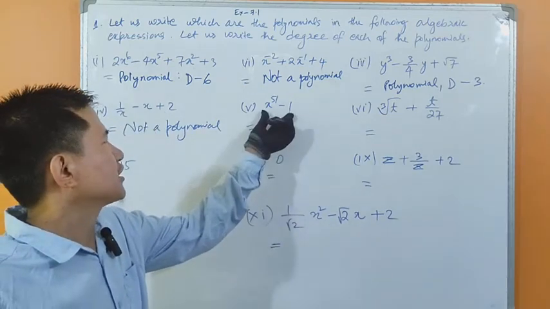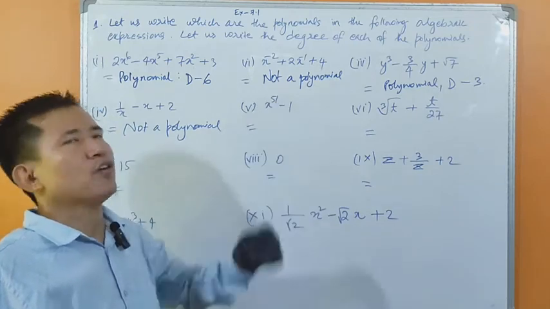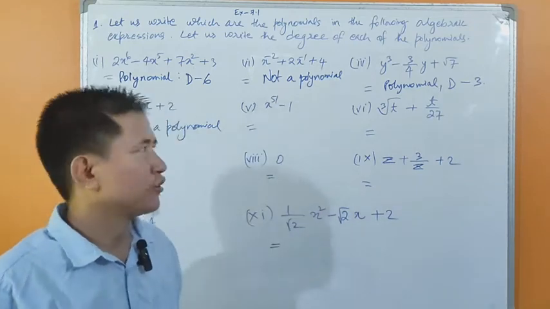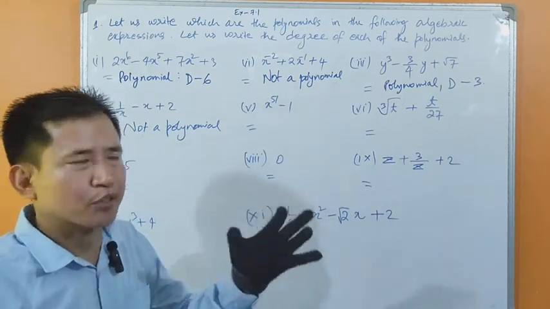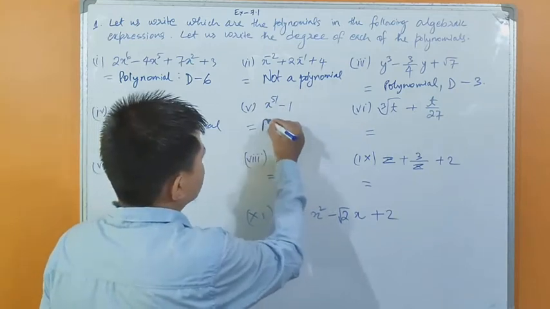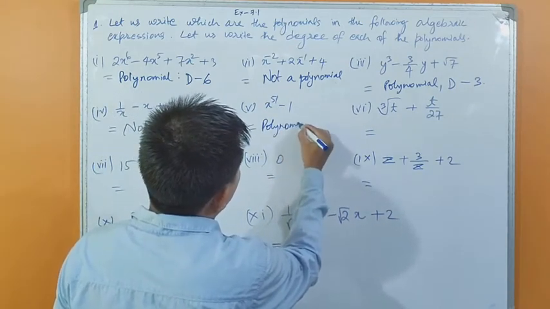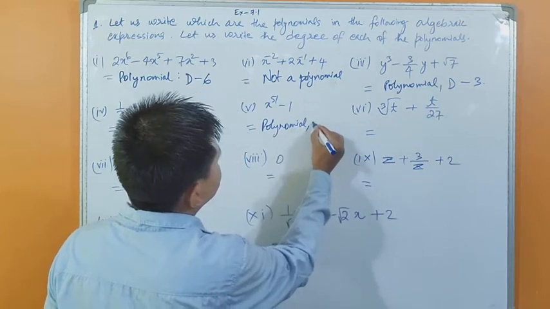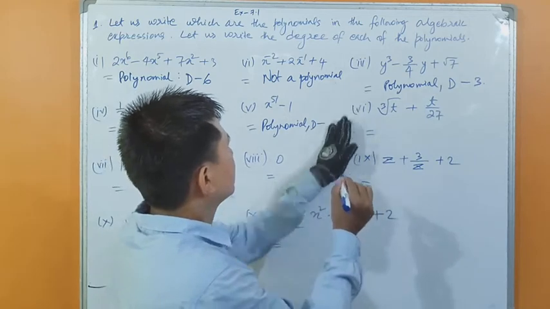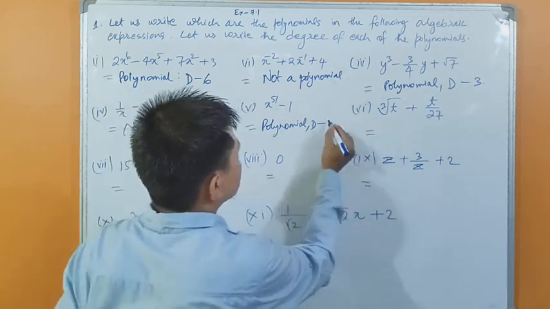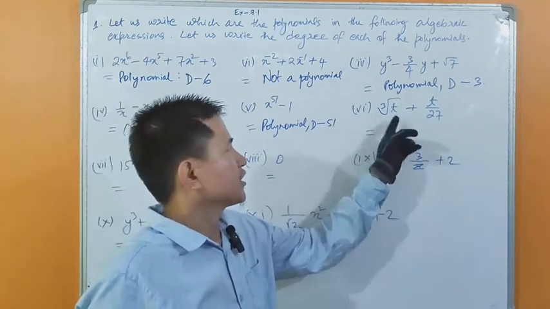Now in this expression, let us see, the power of variable is plus 51, which is a positive whole number. So this is a polynomial, and the degree is the highest power, that is 51. Okay, I hope you got this. Let us see this expression.